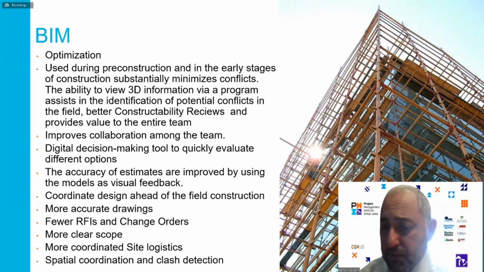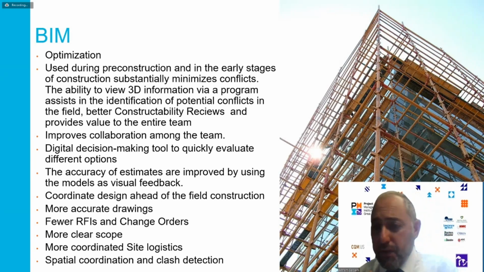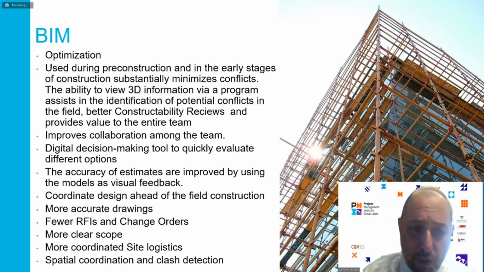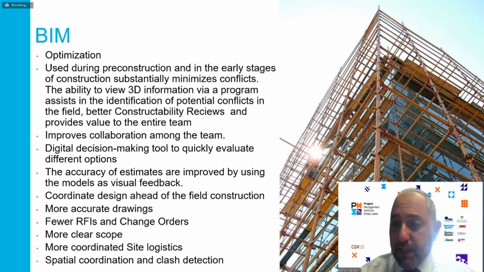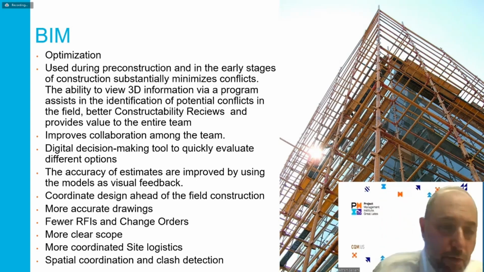BIM is about more accuracy in the drawings. Fewer RFIs and change orders, as we discussed in the quality. The more quality, the fewer conflicts, fewer change orders, fewer RFIs during construction. Let's do all this earlier by utilizing BIM. BIM is all about clear scope. You can see literally 3D drawings, and you understand the scope better than just looking at 2D, where you might miss something.